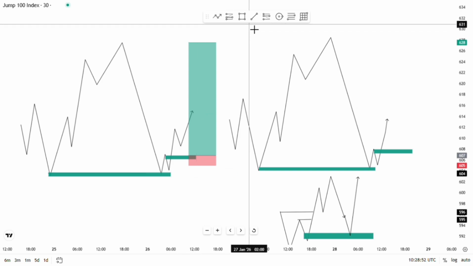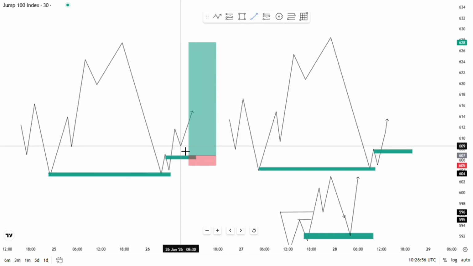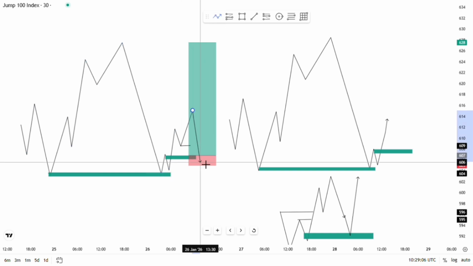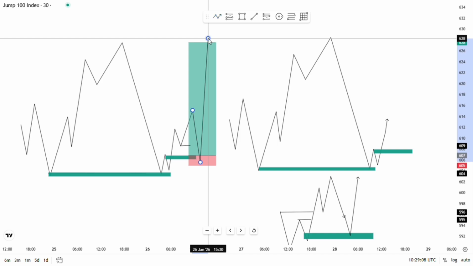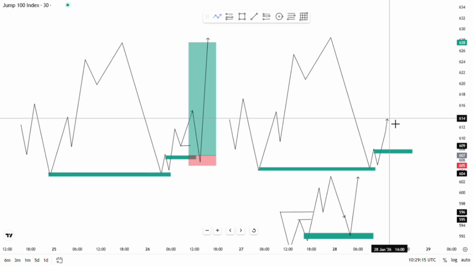If you check this one very well, this one has an inducement. See the inducement. So the market will react from here to your TP like this. Simple. But this one, since we don't have any inducement, is our main continuation entry.